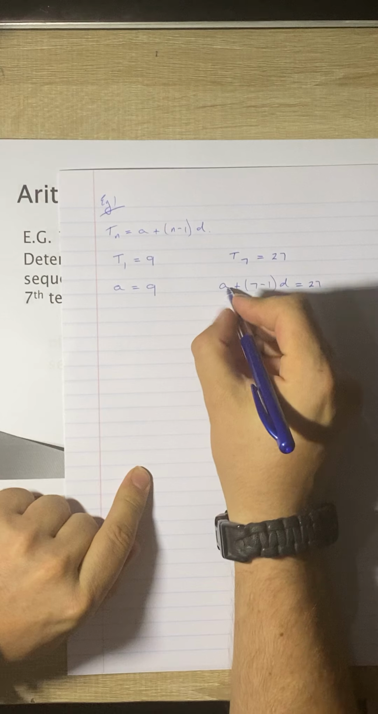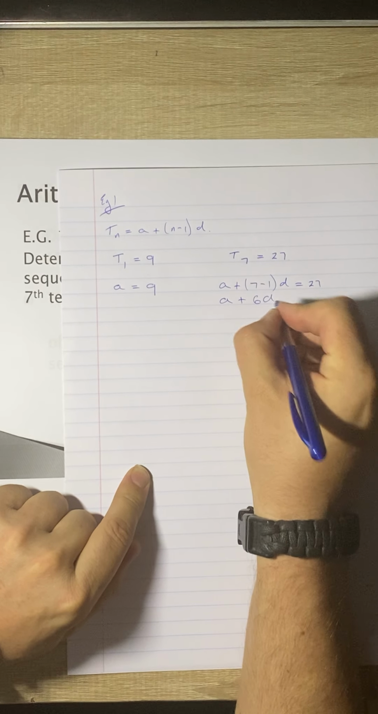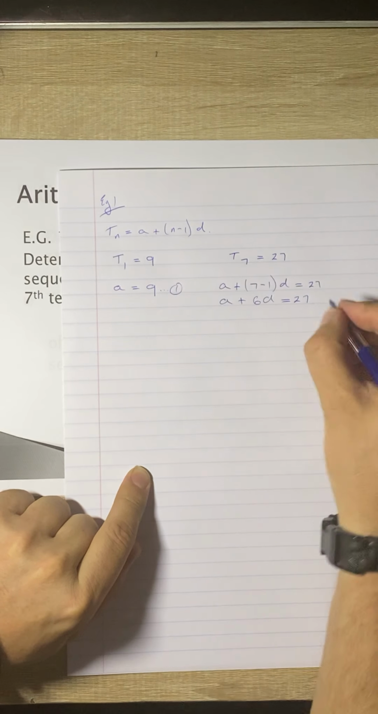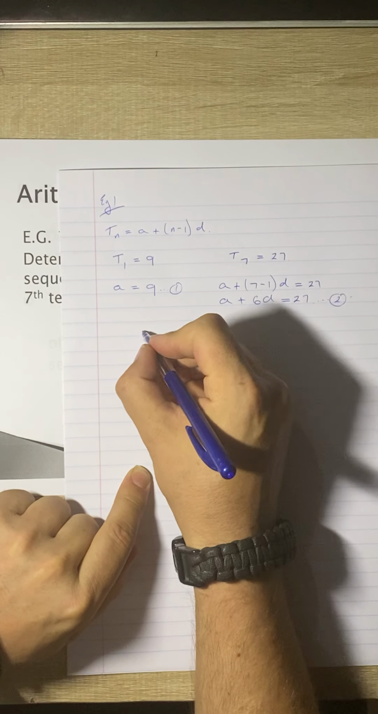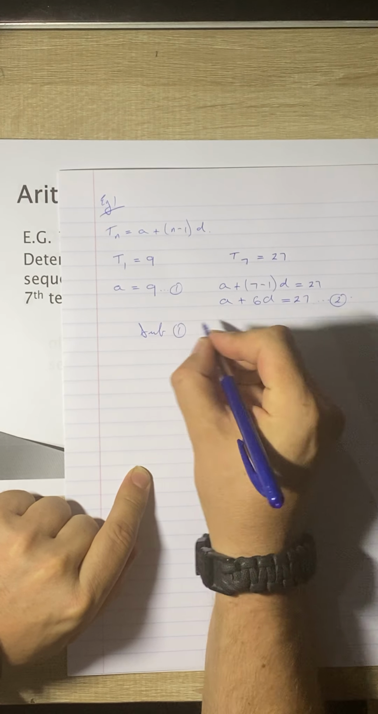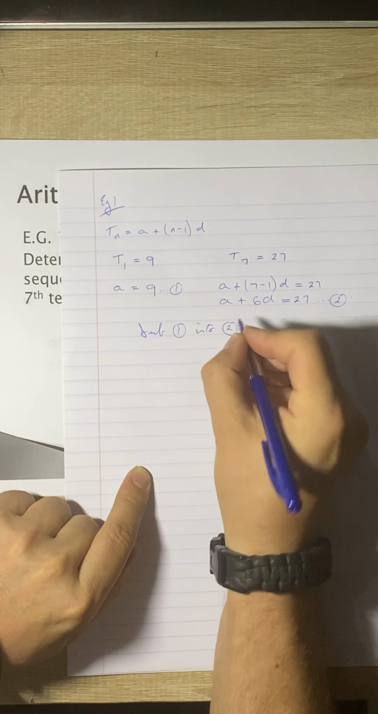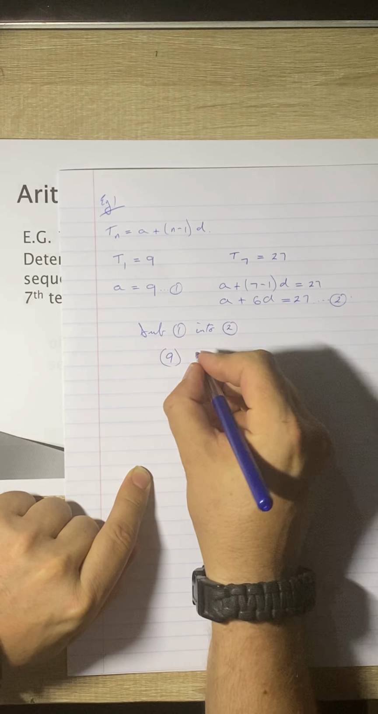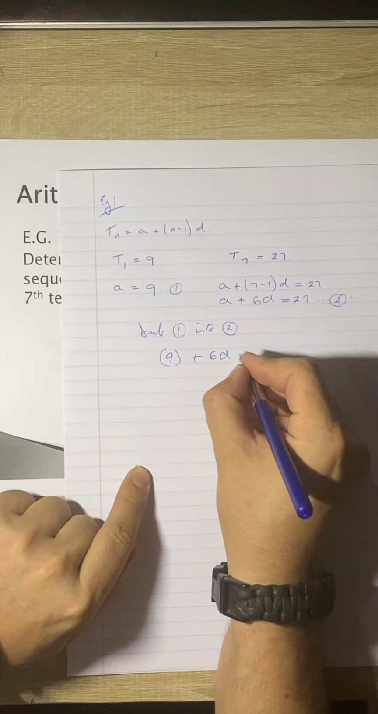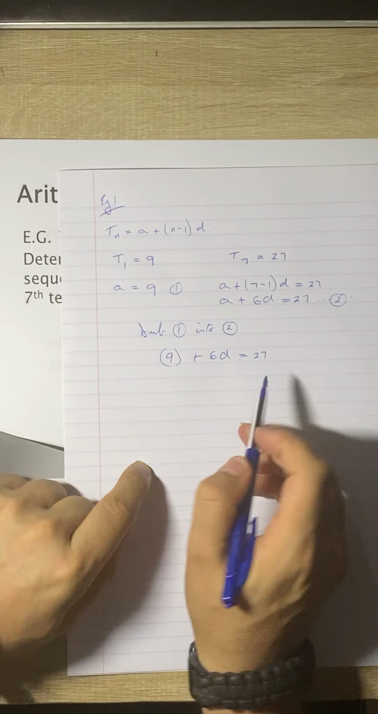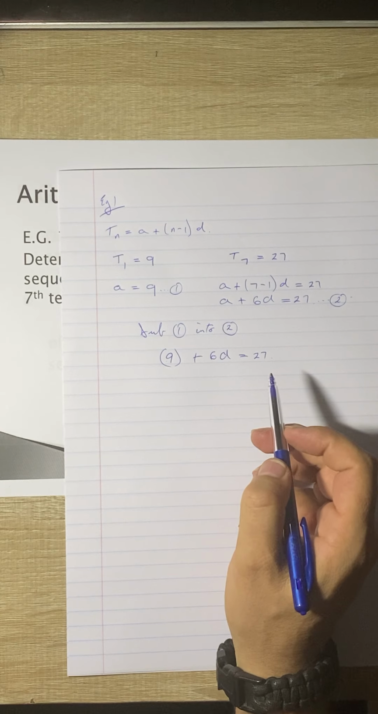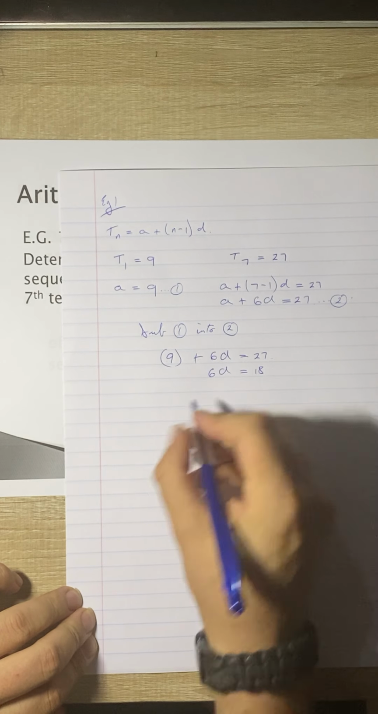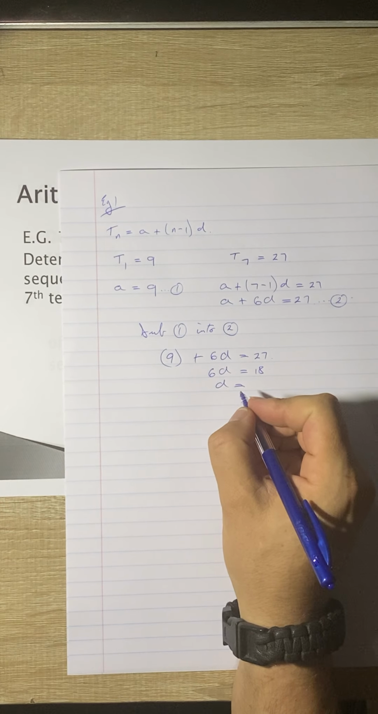I'm just going to simplify this and we get A plus 6D equals 27. Okay, we can call this equation 1, we can call this equation 2, and all I'm going to do is sub 1 into 2. Okay, we have A is 9, so if I put A in there, I'm going to get 9 plus 6D is equal to 27. We take the 9 to the other side, and we get 27 minus 9, and we get 18. So we get 6D is equal to 18. Divide through by 6, and we get D is equal to 3.